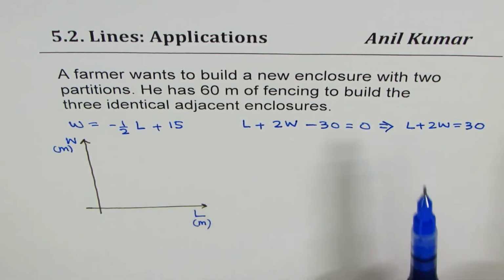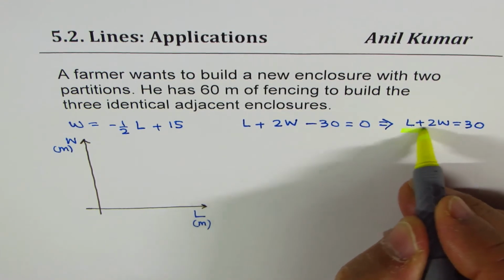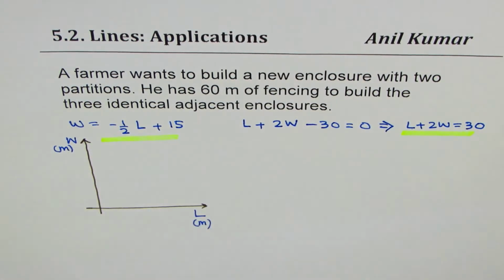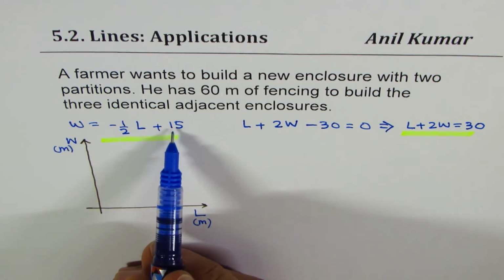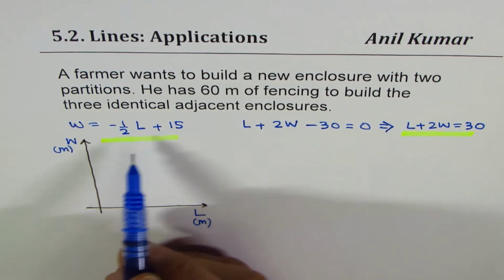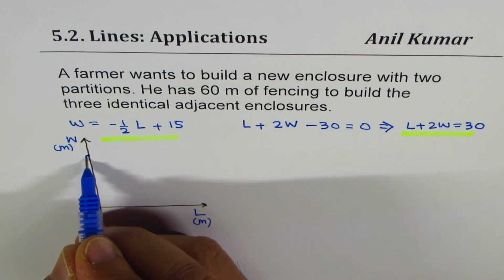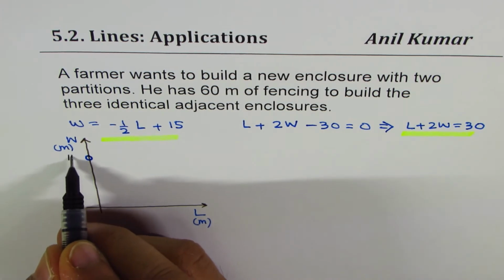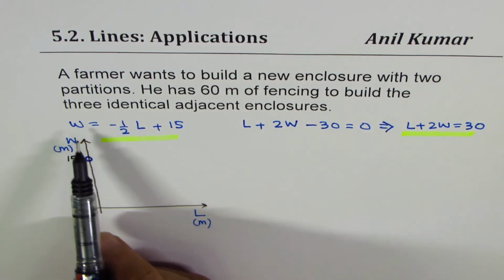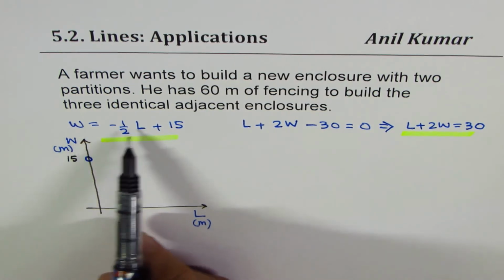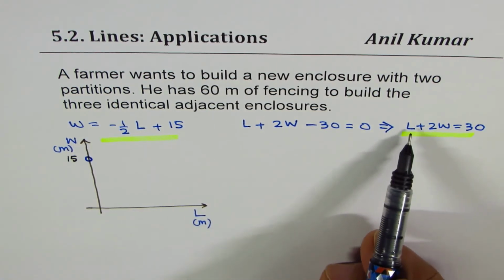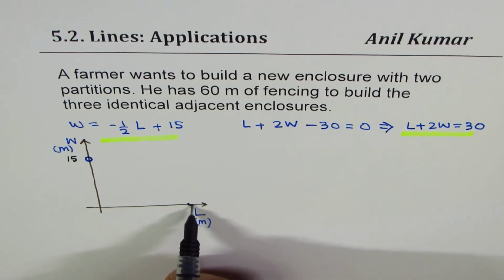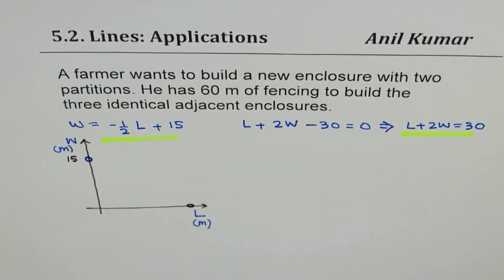So you will see that we could use any of these situations to plot this graph. The y-intercept is 15. That means when L is 0, we have a point here, which is 15, correct? And if W is 0, what is length? For that, this is a good equation to work with. Then length is 30, right? Let's say this is length. Joining these two, we get our function, correct? So joining these two, we get our graph. So let's join them.